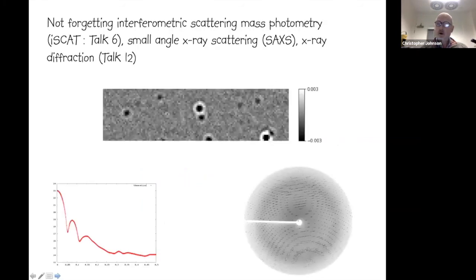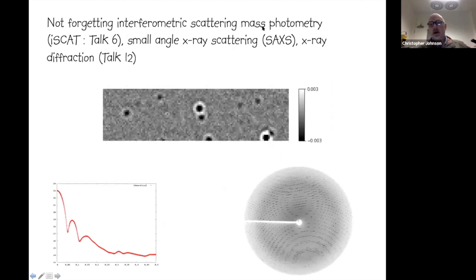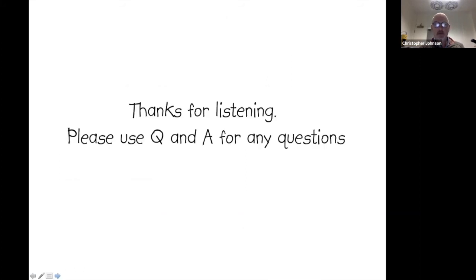And obviously not forgetting a number of other techniques that are essentially scattering based. We have iSCAT here, which is interferometric scattering, and mass photometry, so-called. I described that in talk 6. Small angle X-ray scattering, Dom mentioned that on Tuesday. You can still do that at synchrotrons, and obviously X-ray diffraction is also a form of scattering.